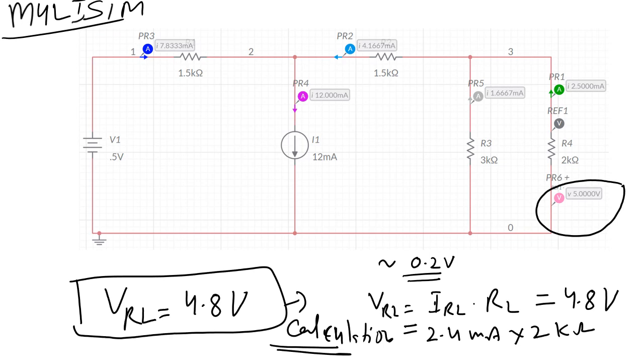Also we can find how much current is passing from here, because by using Norton you cannot find the voltage directly, you can find the current only. My calculated current passing through the load resistor is 2.4 milliampere, and here it is coming 2.5 milliampere. So there is a very small difference between the simulation and the calculated result.